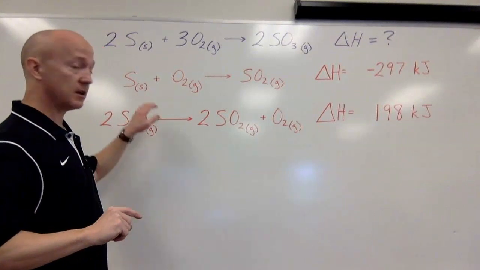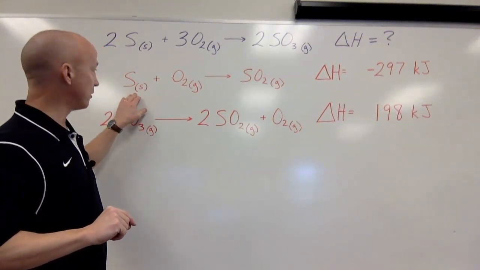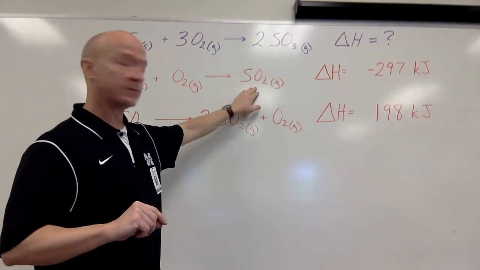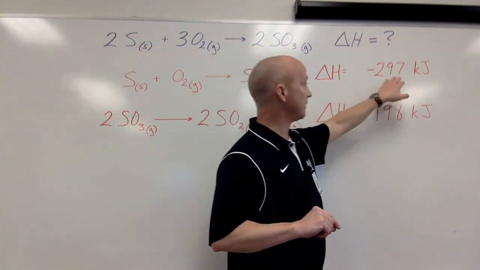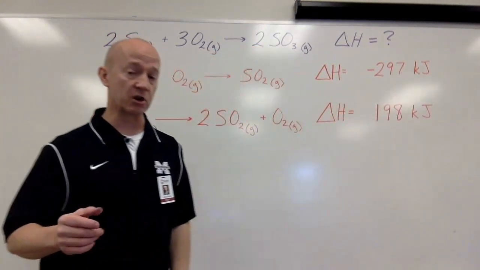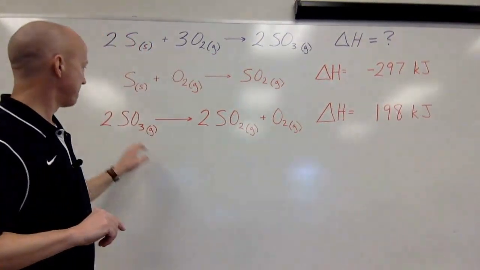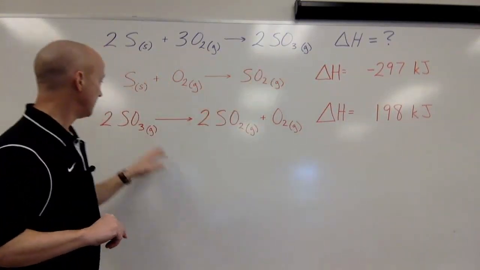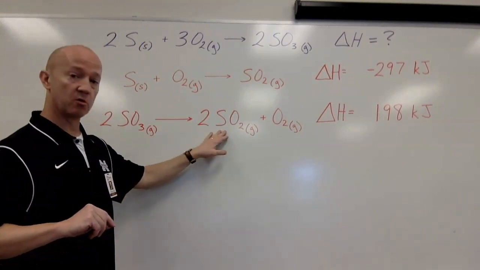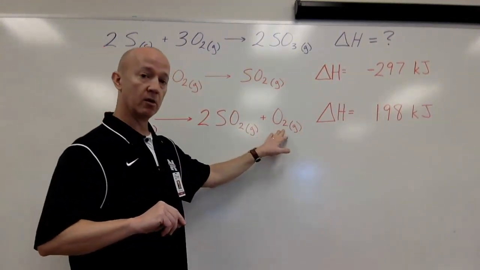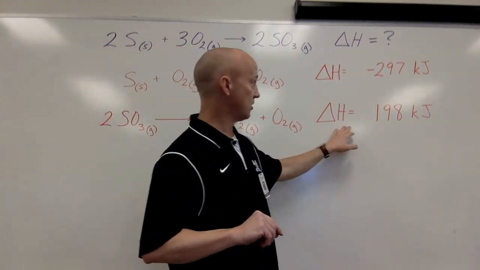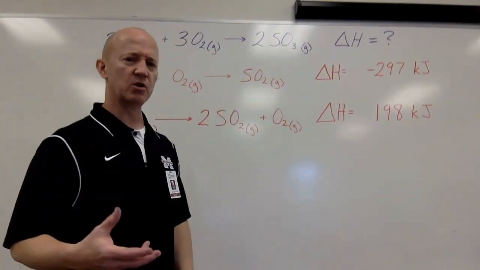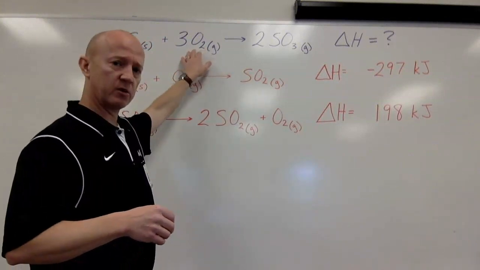We do, however, have these. 1 mole of sulfur combines with 1 mole of oxygen to produce 1 mole of sulfur dioxide. It has an enthalpy change of negative 297 kilojoules. It's exothermic. Now, I also found this one. 2 moles of sulfur trioxide, our product, will decompose to form 2 moles of sulfur dioxide and 1 mole of oxygen. It has an enthalpy change of 198 kilojoules. It's endothermic. But how do I use these to get to this final one right here?